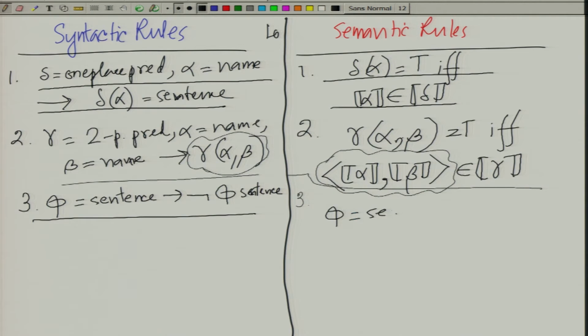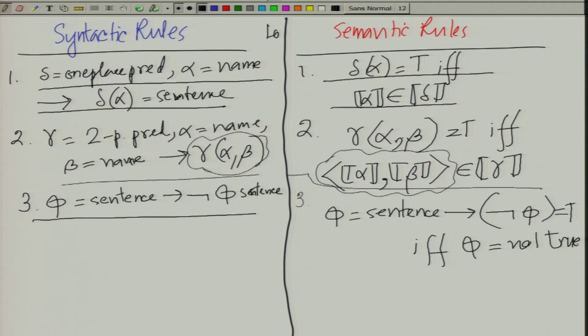Now, remember that we are not doing it seriously, this is a very rough representation of the semantic rules. We are not going to discuss the rules here, we are going to do that when we actually read the system. But now if this is a sentence, then this is true if and only if phi is not true.